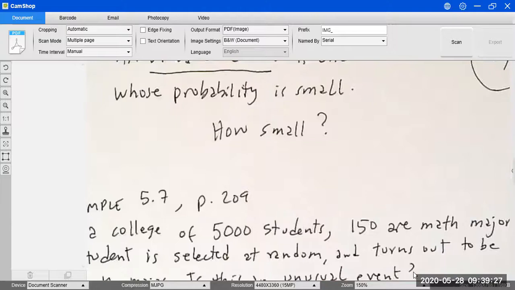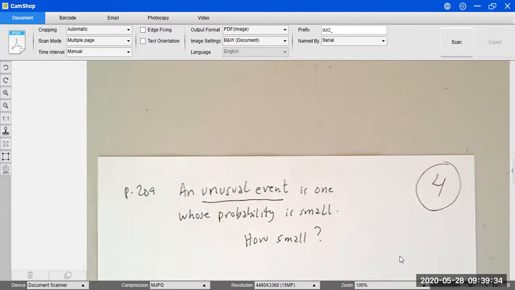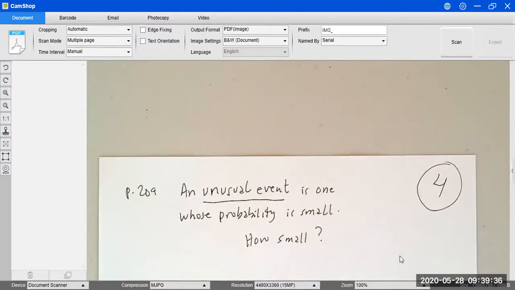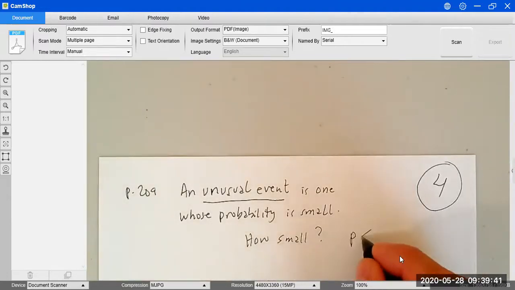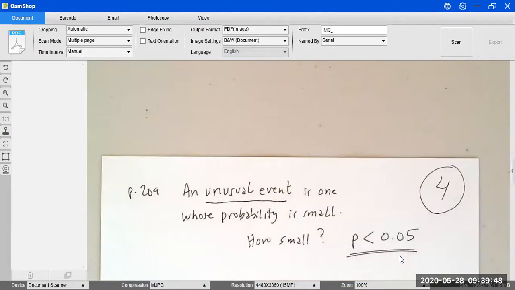So let's see. We have on page 209, an unusual event is one whose probability is small. How small, you might ask? If the probability is less than 0.05, that is going to be the criterion to decide that that event is unusual. That is a rare event. It's an event that is not common. So let's work now another example.